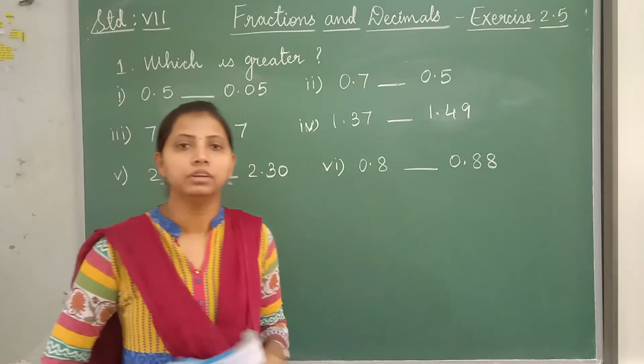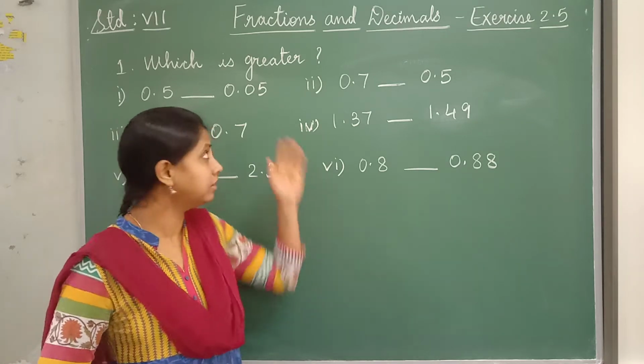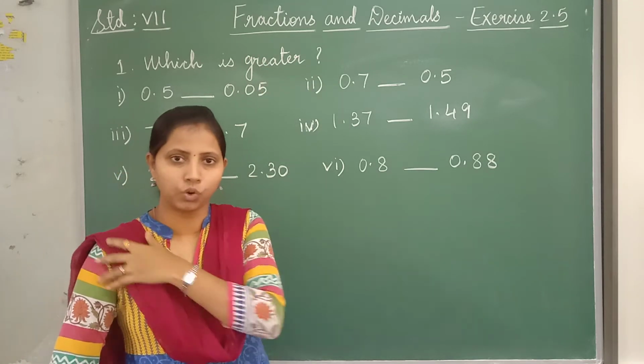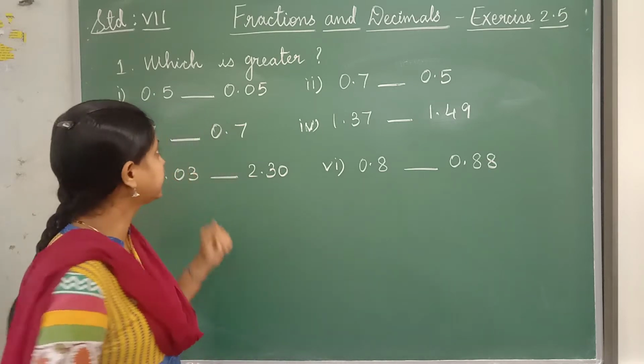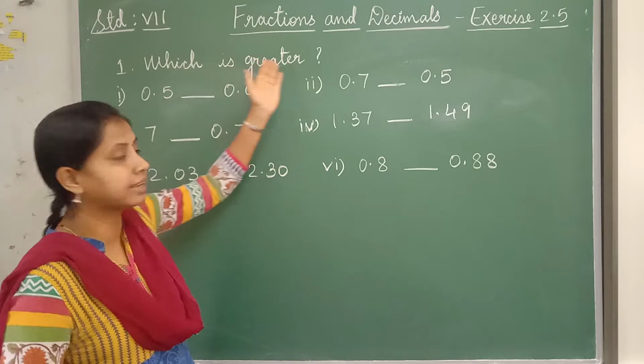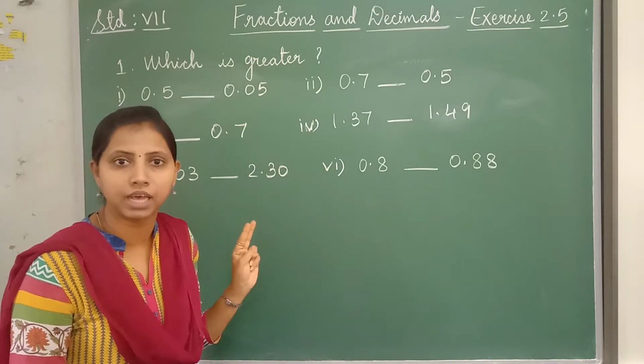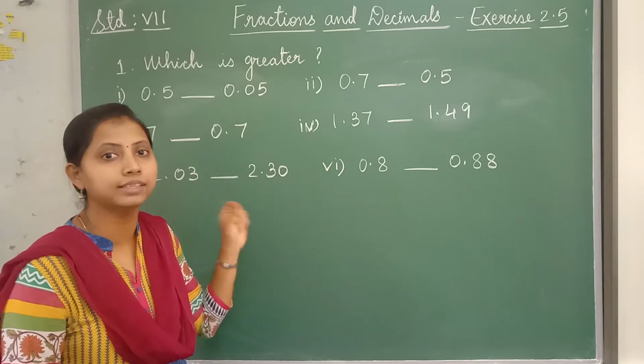Good morning children. In today's class we will solve exercise 2.5 of the lesson fractions and decimals. Okay. So the first question in this exercise is, decimal numbers are given. You have to find which is greater. When two decimal numbers are given, how to find out which is greater.